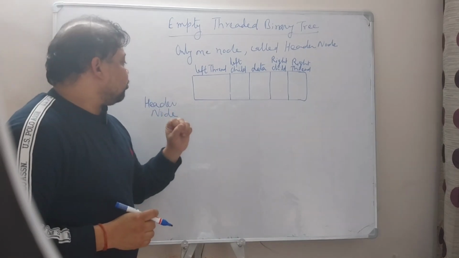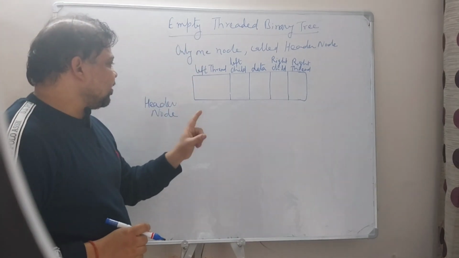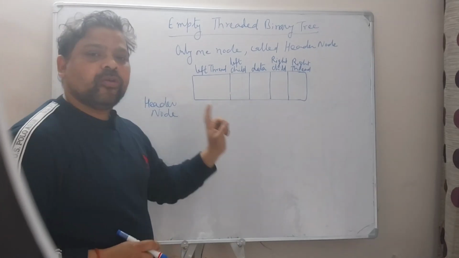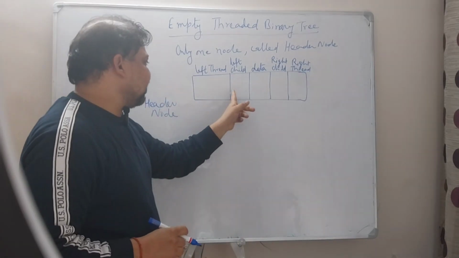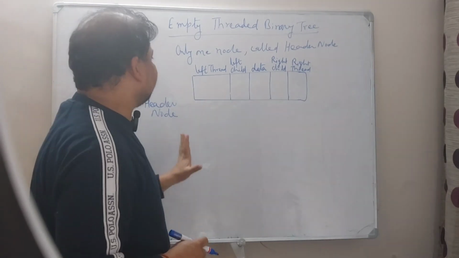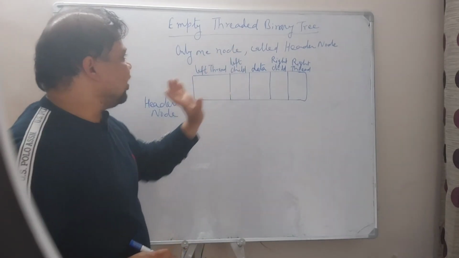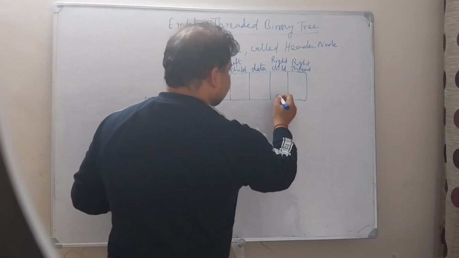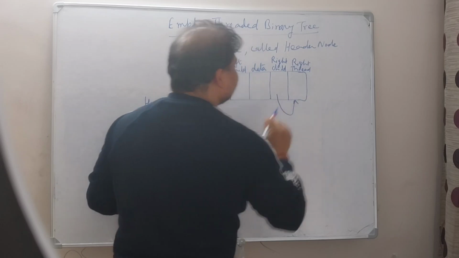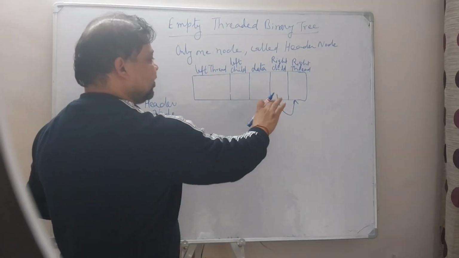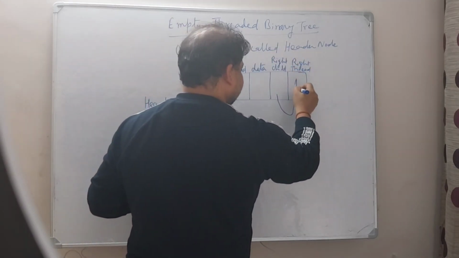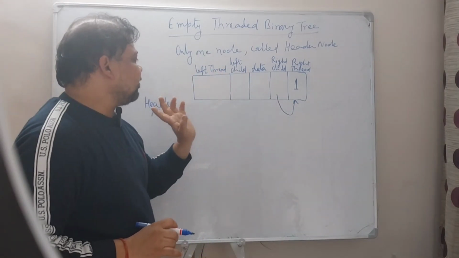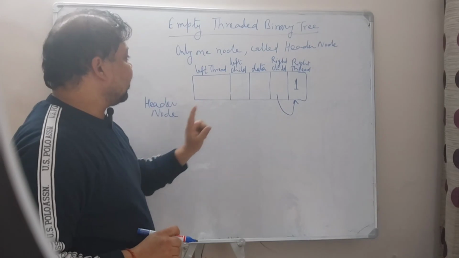So what exactly is the structure of the empty threaded binary tree? In the case of an empty threaded binary tree, the left child will not hold any address of any tree or subtree. On the right side, the right child always has itself as a child, and it is the right child. So that's why the right thread is 1. Data is empty, and the left child part will not hold any data.